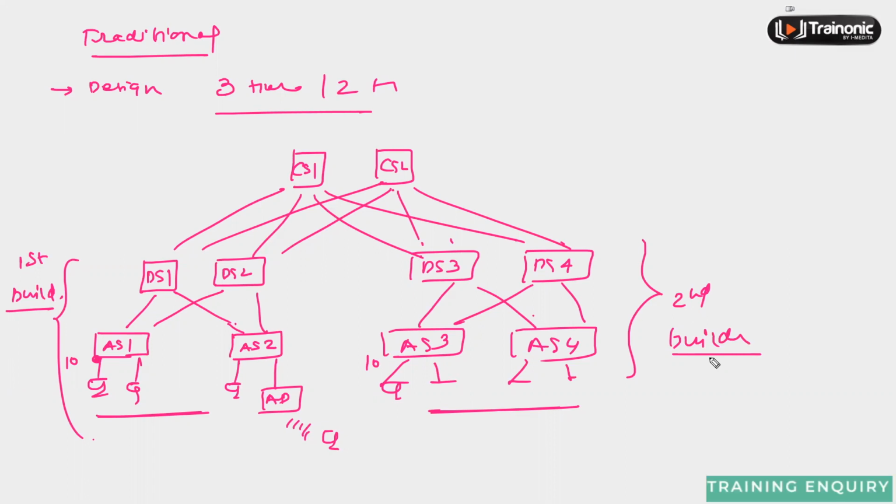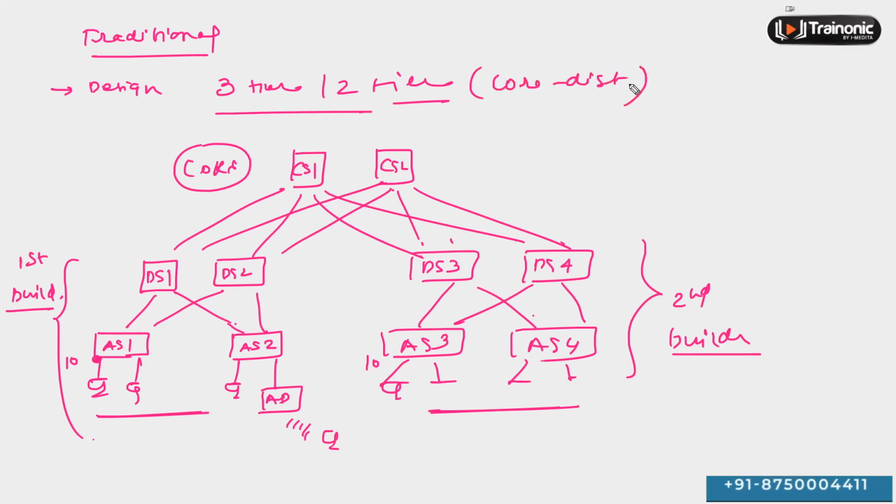Some organizations don't have this three-tier hierarchy. They have a two-tier architecture where we only have the access layer and distribution layer. The responsibilities of the core layer are merged into the distribution layer, so we call that the core distribution layer. Now, in this type of topology, traffic mostly flows from south to north.